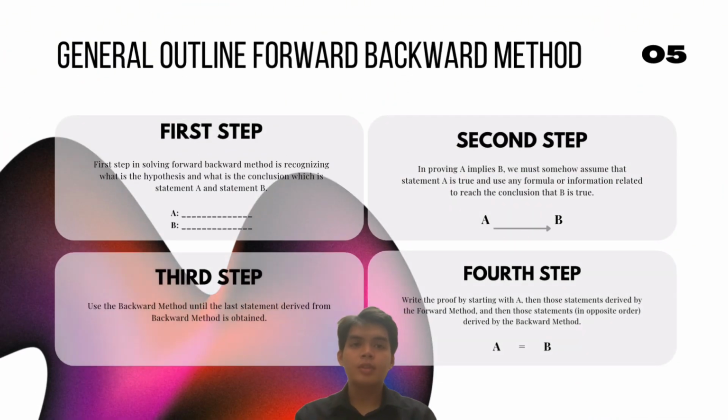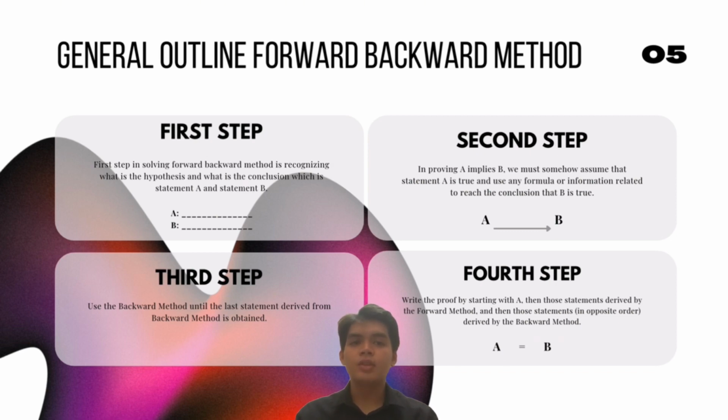Now I will explain the general outline of the forward-backward method. The first step in solving with the forward-backward method is recognizing what the hypothesis is and what the conclusion is, with statement A and statement B. The second step is proving that A implies B.